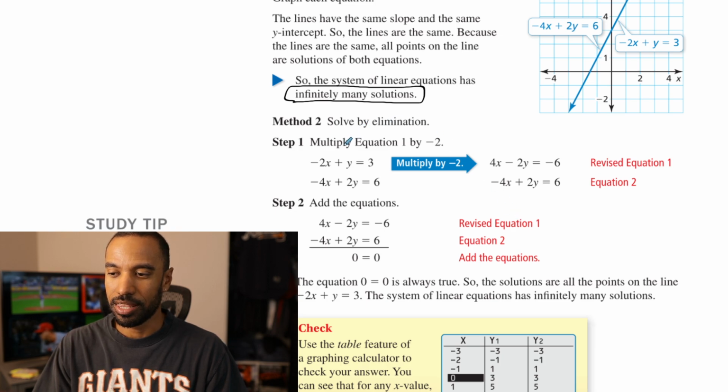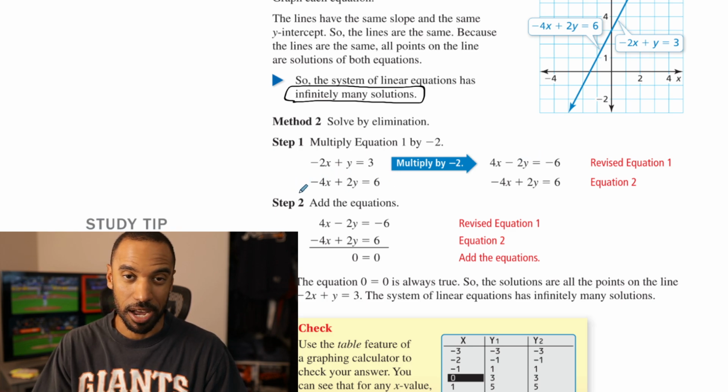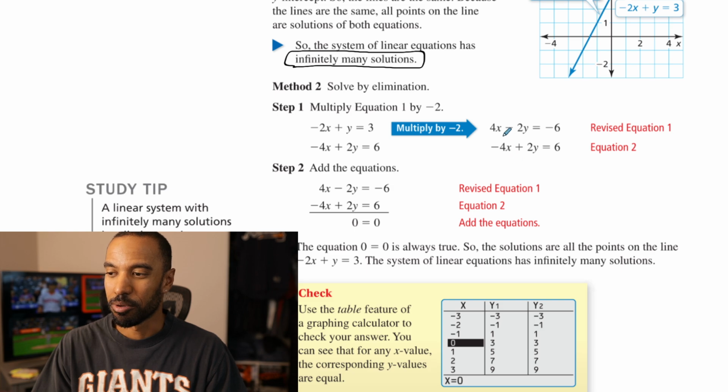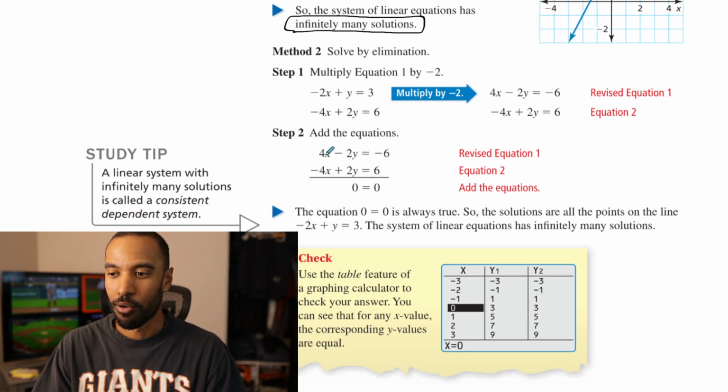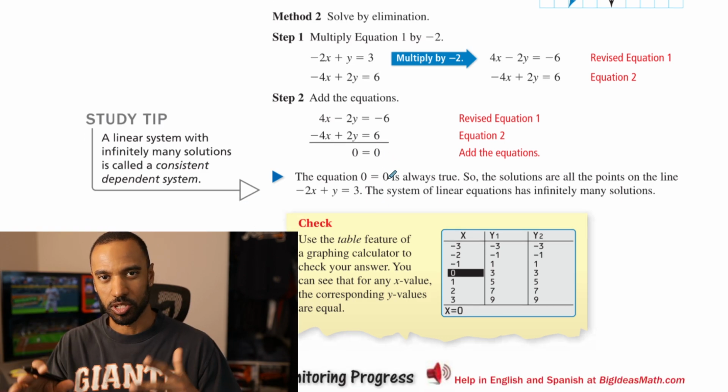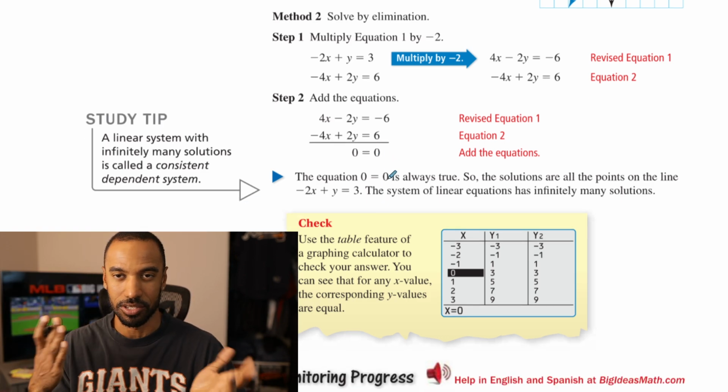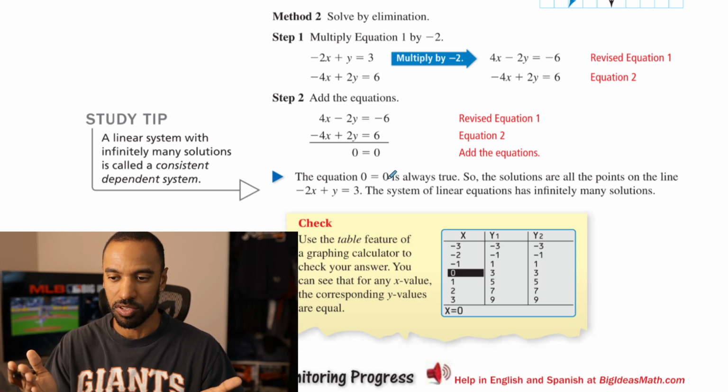Solving algebraically, they show the elimination method. If you multiply the top equation by -2, I personally would have divided the bottom equation by -2, but that's okay. You can see that everything cancels. 4x minus 4x is 0. -2y plus 2y is 0. -6 plus 6 is 0. You get 0 equals 0 as a statement. Variables cancel, left side equals right side. This is a classic infinitely many solutions case that we've seen before.